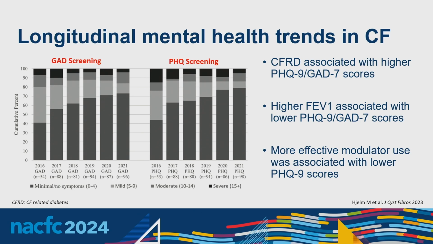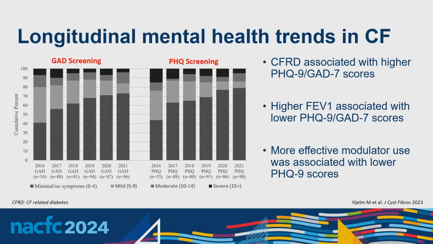Other things they looked at were other associations. For example, not surprisingly, patients who had CF-related diabetes were more likely to have higher scores, whereas those who had higher FEV1 had lower PHQ-9 and GAD-7 scores.